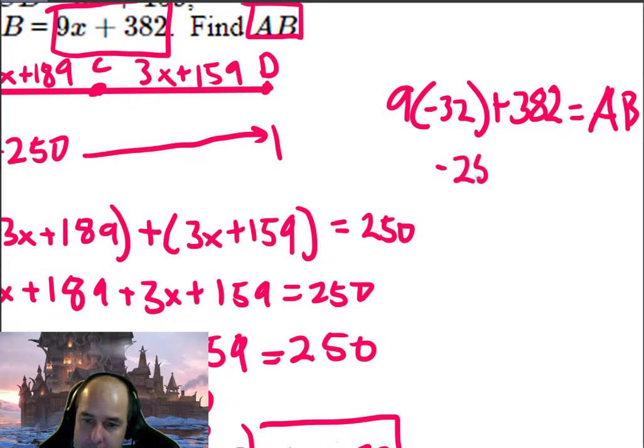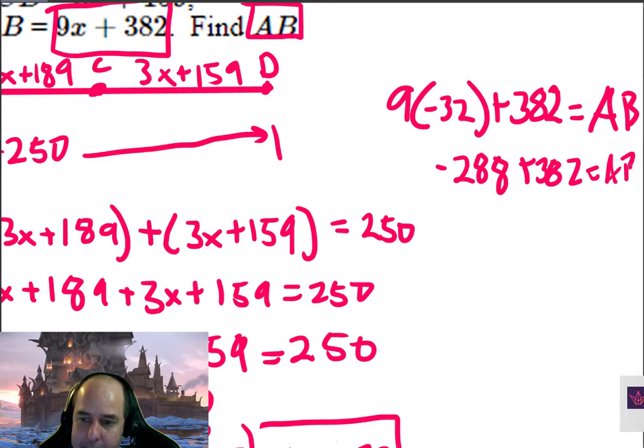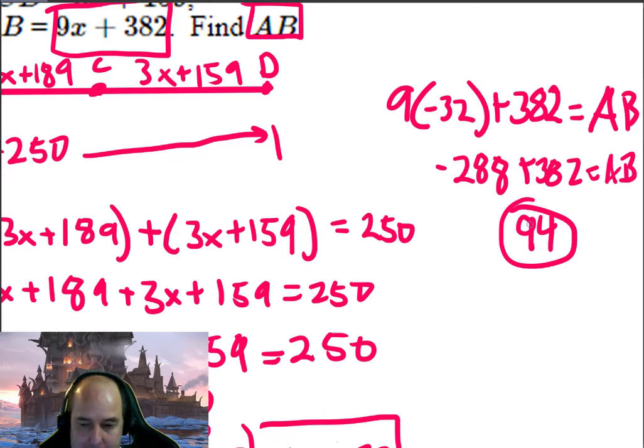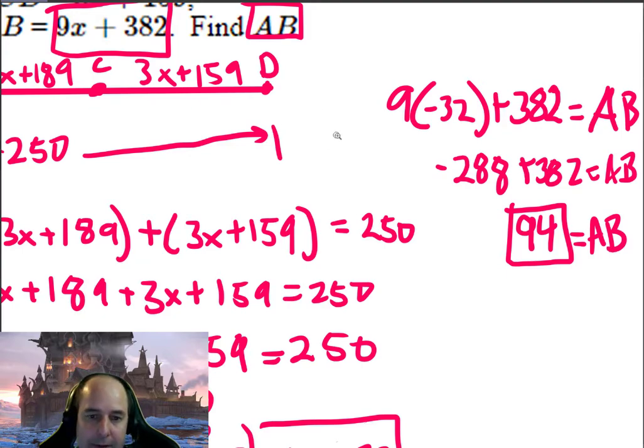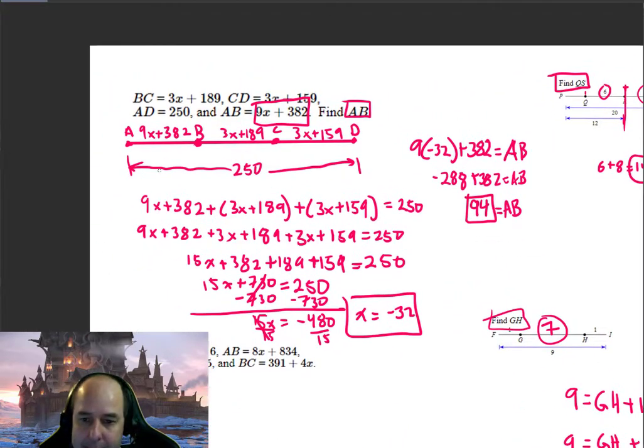So I have negative 288 plus 382 is equal to that distance AB. That's not A times B, by the way. That's just the distance AB. So negative 288 plus 382 ends up being 94, and that is all she wrote, ladies and gents. That 94 is equal to the value of AB. Or in other words, if I go back to my original diagram, this AB is 94.